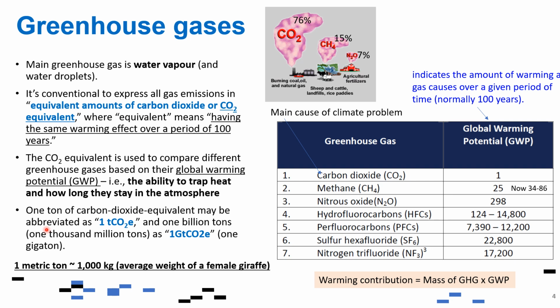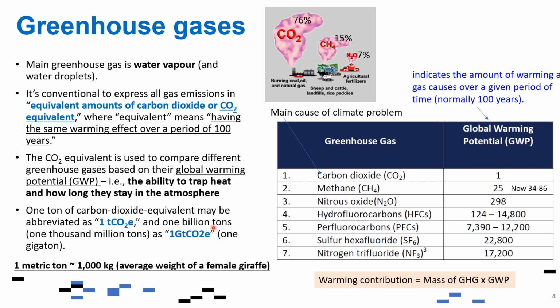So we can also have, as a convention, we can say that 1 ton of carbon dioxide equivalent may be abbreviated as 1 T CO2e. So E is equivalent and T is the metric tons. And a metric ton is basically equivalent to around 1,000 kilograms, or if you look at it in a more imaginative way, you can say 1,000 kilograms is the weight of a female giraffe, the animal. All right. And in most cases, if you're talking about the world emissions, it is going to be in terms of gigaton CO2e, as CO2 equivalent.